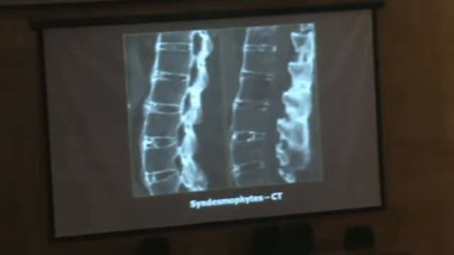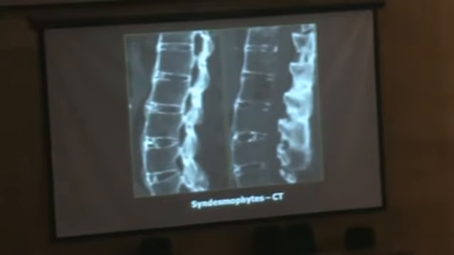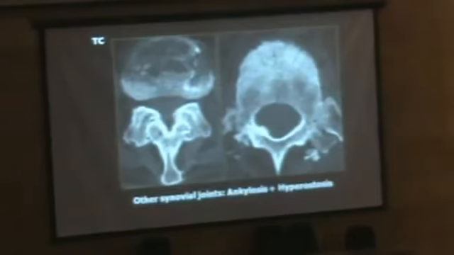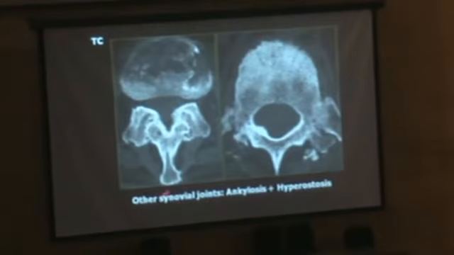So spondyloarthropathies represent a group of diseases that is producing a lot of bone. It's hyperostosis, so keep that in mind. It can be helpful. Other synovial joints, of course, can be involved. Here the facet joints with ankylosis and hyperostosis. Here the costovertebral joint, the right one, with ankylosis and hyperostosis as well.